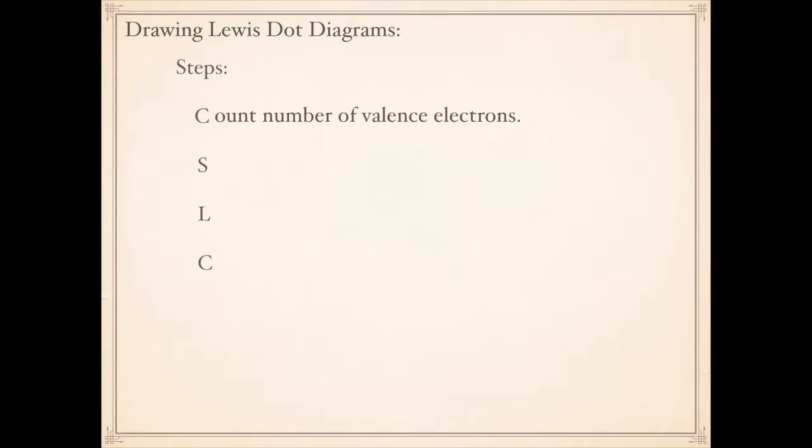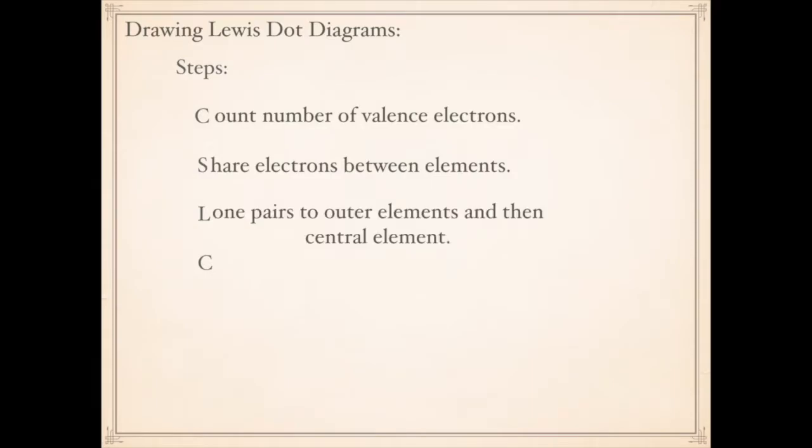C stands for count the number of valence electrons. We'll look at that in just one second. Next, you're going to share electrons between elements. Then you're going to add lone pairs to the outer elements and then to the central element, and we'll look at that. And then you're going to count the number of electrons used, and that needs to match the number of valence electrons. If it doesn't, then we have to problem solve, and we'll get to that in class.